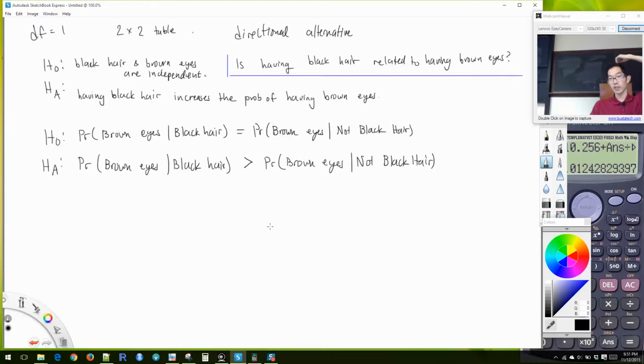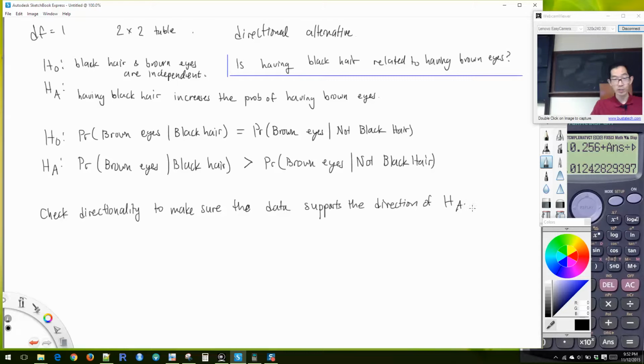It's just that, you should do a directionality check just to make sure that the data supports the direction of your alternative hypothesis. Okay, so check directionality to make sure the data supports the direction of the alternative. And then the test is carried out as usual.